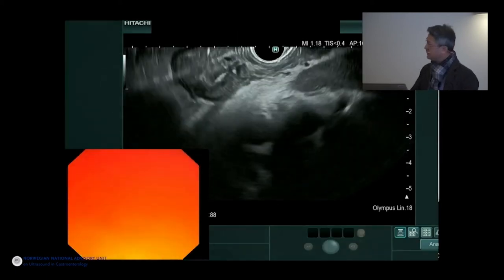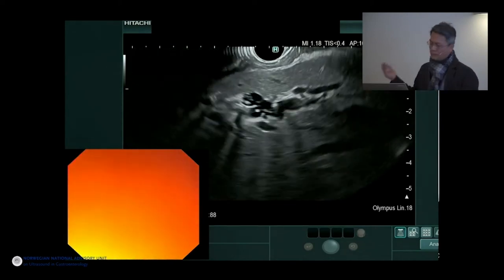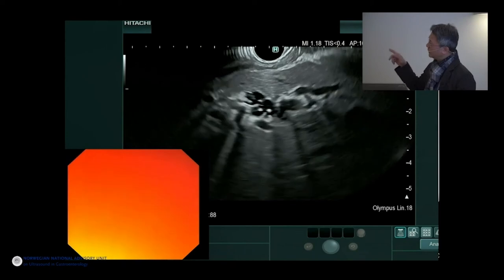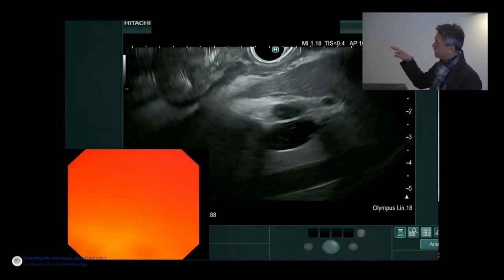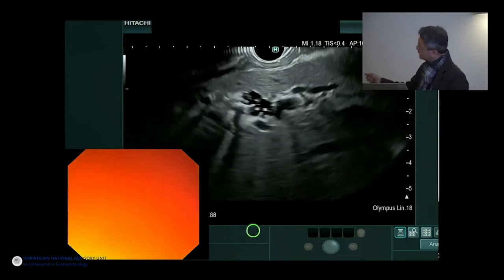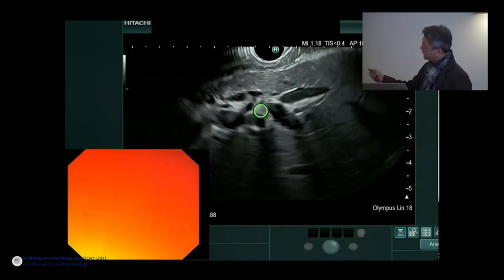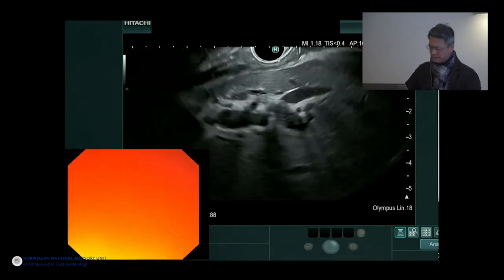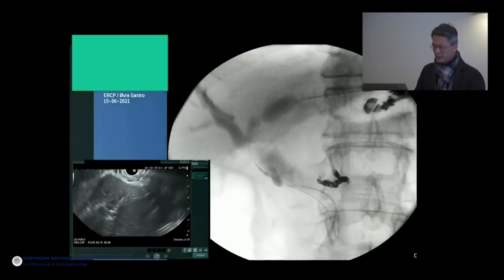So this is a picture of what we can expect. We are in the stomach, looking into the left liver. We find the dilated bile ducts, and these are very good targets. We can see that we don't need a Doppler. We can see that it's a dilated bile duct, and then we try to puncture with a needle.